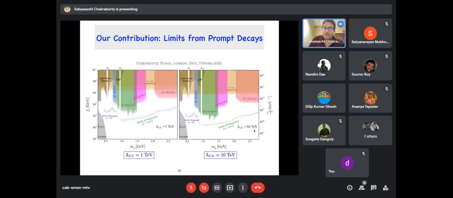If you have a UV scale at around 10 TeV, as I mentioned in the beginning, the large logarithmic corrections from the RG equations will only enhance the bound, and the bounds can be as strong as around 10 TeV or so.